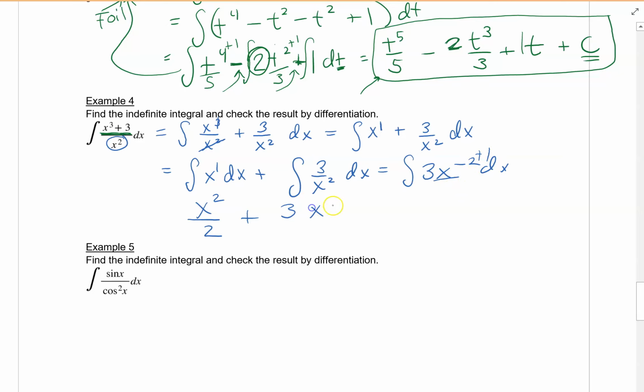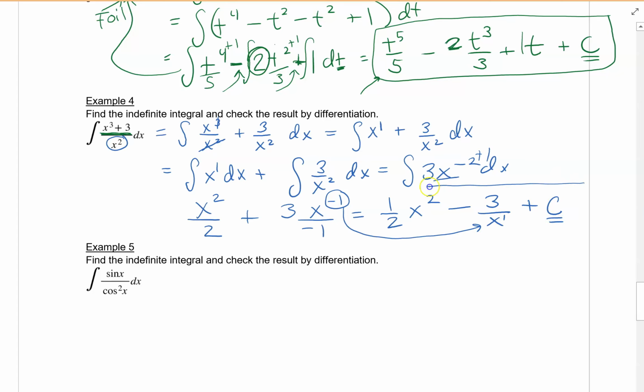So 3x to the negative 1 over negative 1. So that's just 1/2 x squared minus 3 over x, right? X to the negative 1 still brings it to the denominator, to the first power. And then plus c, my constant of integration. And there's my antiderivative for example 4.